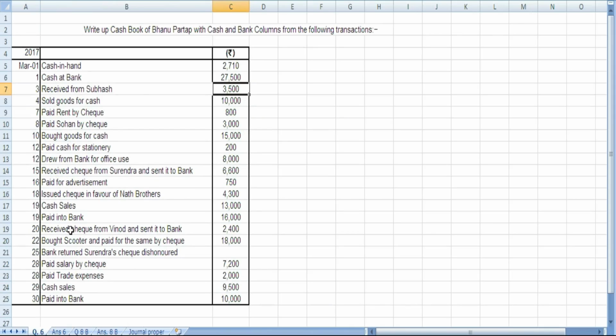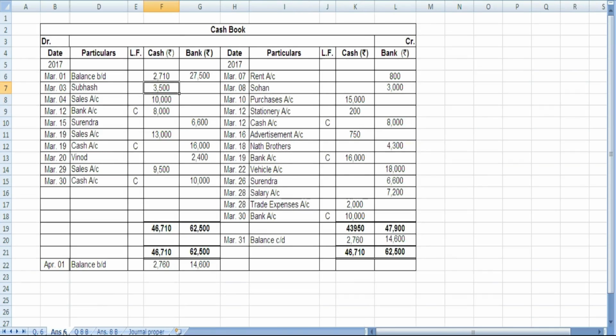Okay. Then we have sold goods for cash 10,000. The journal will be sold goods for cash. What comes in? Cash. To sales. Sales is revenue. So we'll have to sales. Cash account debit to sales. So here we have cash account debit to sales. To on the debit side, March 4, and cash sales, so it will come in the cash column 10,000.